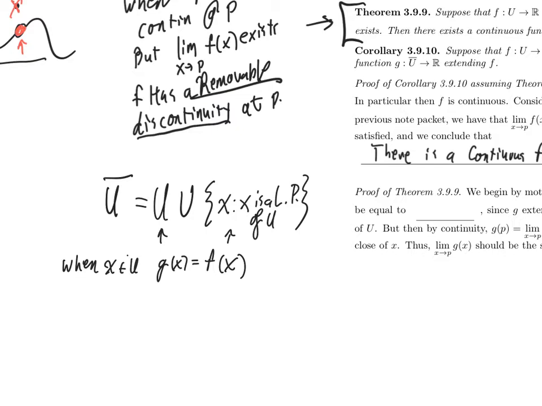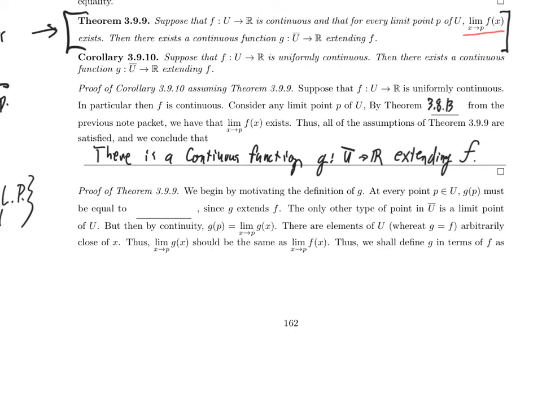Because g is supposed to extend f, whenever x is in the domain of f, g of x has to be the same as f of x. So when x is in U, g of x has to be the same as f of x. So at every point p in U, well, I'm calling it p instead of x, but that's okay, g of p must be the same as f of p.